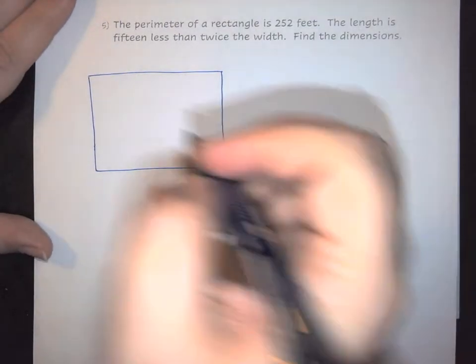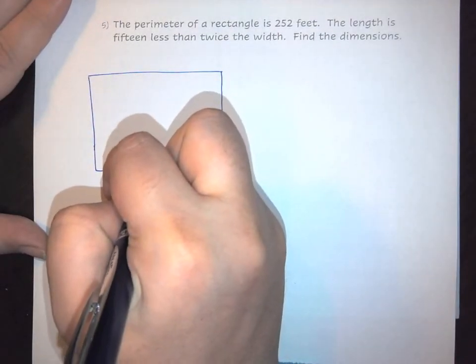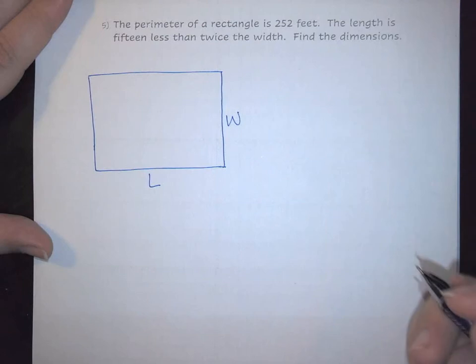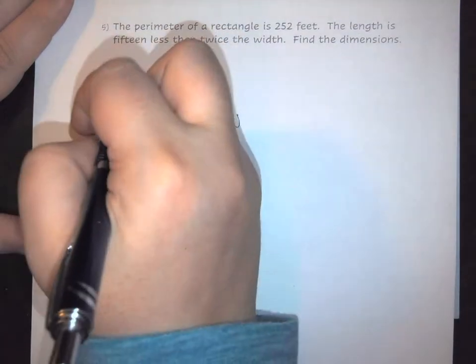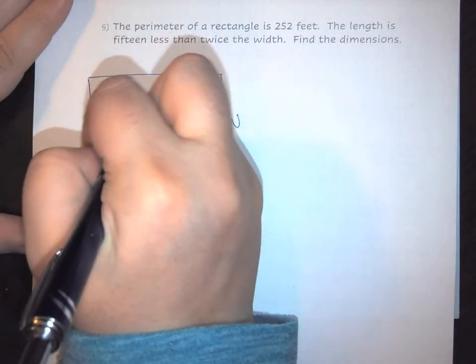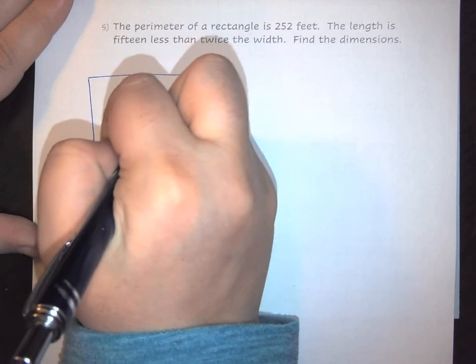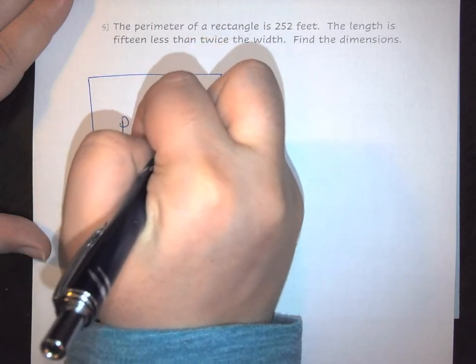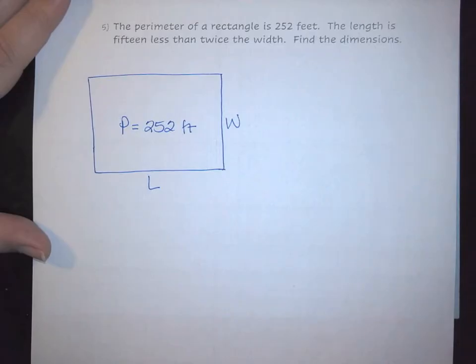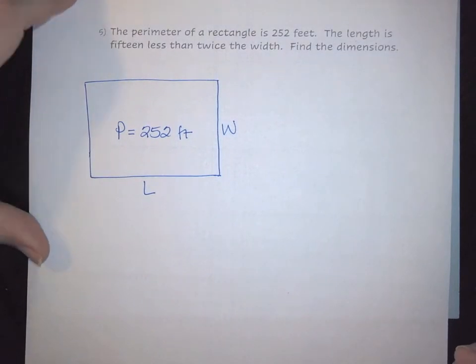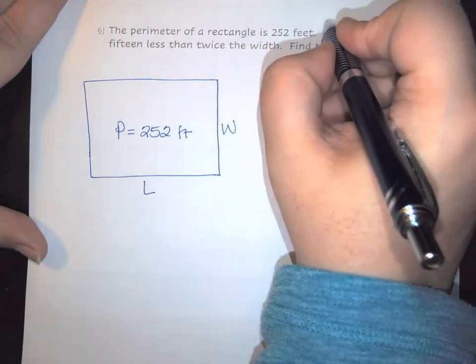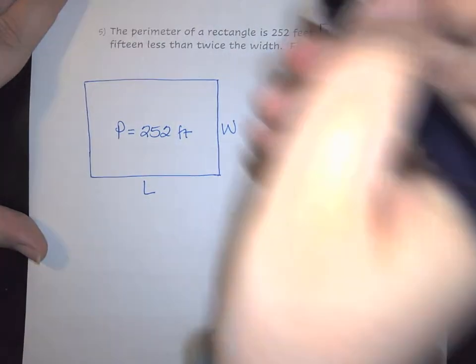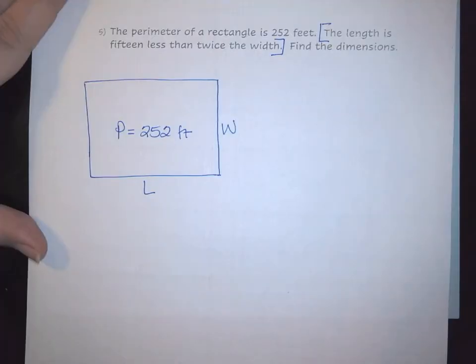And here, what do we know about rectangles? Well, we know we have a length, we know we have a width. We also know that my perimeter is equal to 252 feet. We've also been given a sentence. The length is 15 less than twice the width.